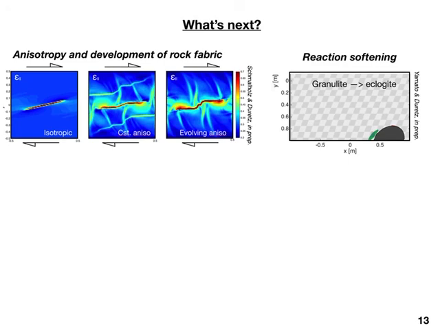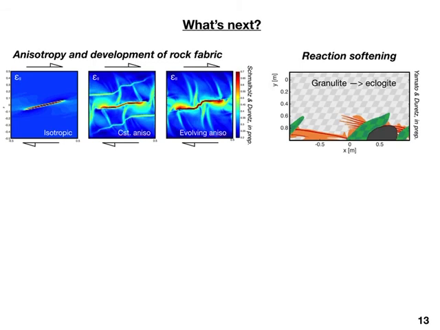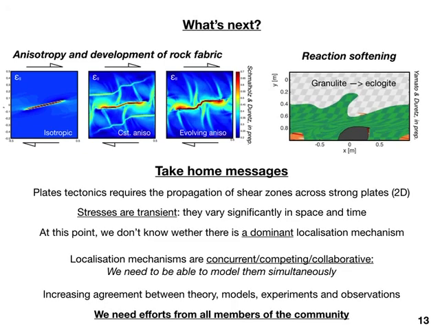pressure here. As this zone is growing, we have interaction with frictional deformation in the granulite, and with ongoing deformation, the ductile deformation, viscous deformation, and transformation of granulite to eclogite overprints brittle deformation. So this is another interesting aspect of interaction between different shear localization mechanisms.